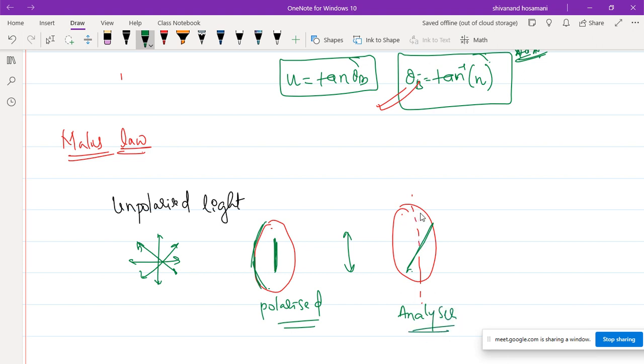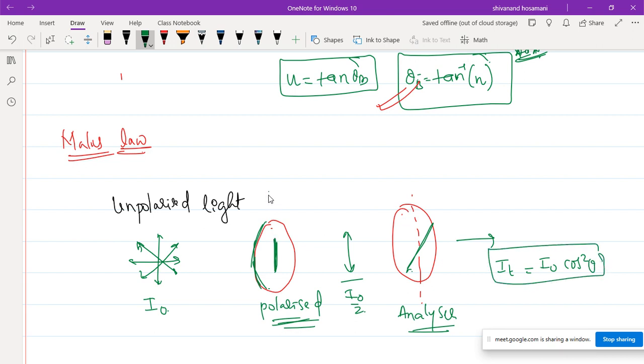The output coming out of this analyzer, let us call its intensity I naught. What about the intensity after coming out of the polarizer? It becomes always I naught by 2. Polarized light incident, and what is transmitted is always equal to I naught cos square theta, where theta is the angle between the polarizer axis and the analyzer axis.